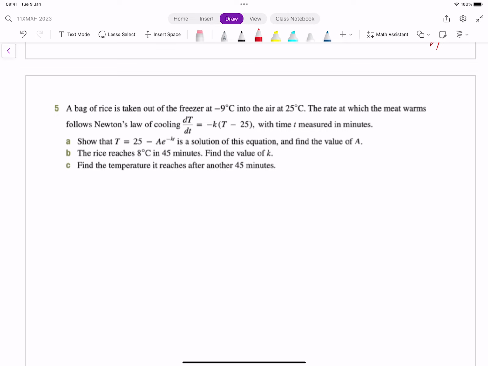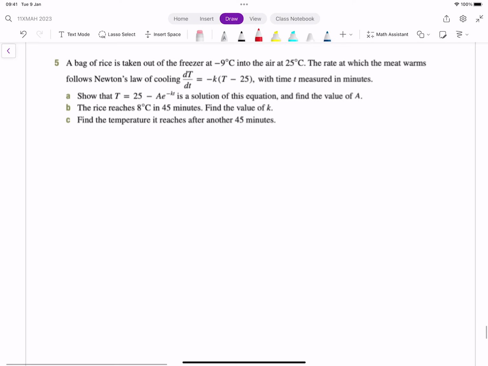Right, so I would personally differentiate that. So dT/dt is equal to minus k A e to the minus kt. So that's going to become a positive. So it's going to be positive k A e to the minus kt.